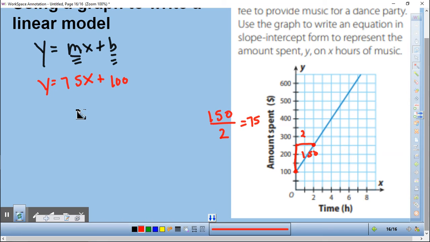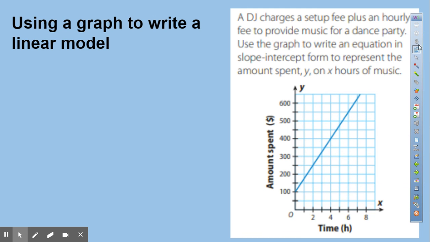So when you write a model, you have to look for several things. You need to look for points, you need to look for constant rates of change, or our slope. You can plug those into different places in the model, that is the y equals mx plus b, and figure out everything that you need to know.